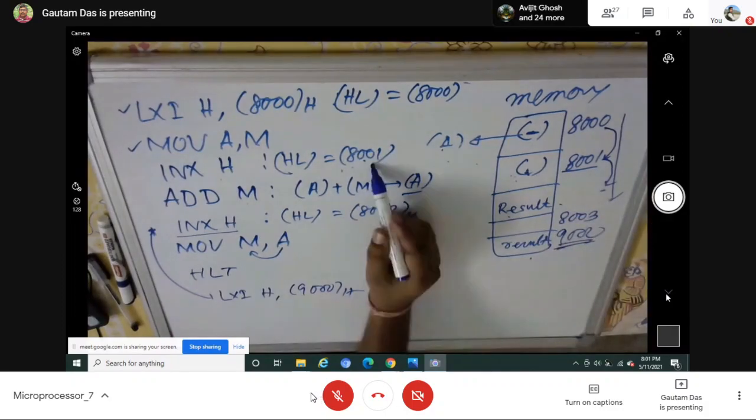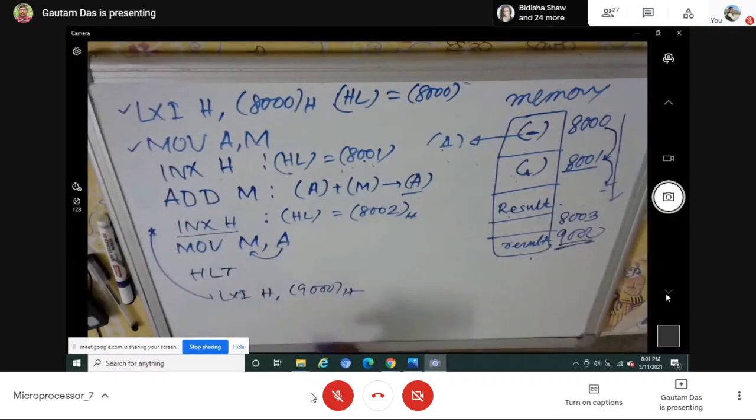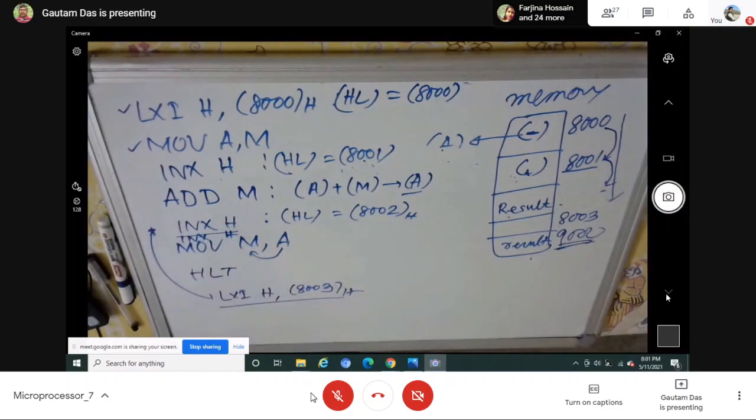Up to this it is 8001. So how to go to 8003? In place of this, if I write here LXI H, 8003, then MOV M, comma 8. So how many bytes of instruction are you adding? 3 bytes. So instead, I will not write it; I will perform INX H twice.